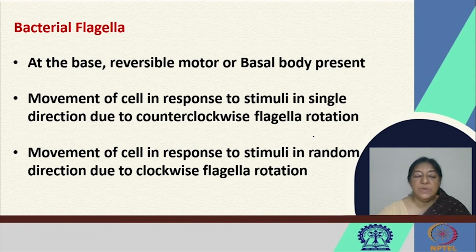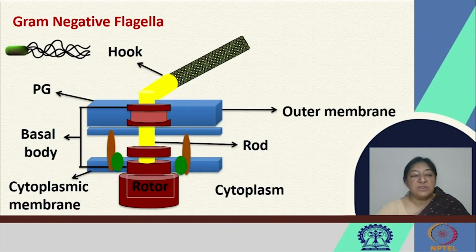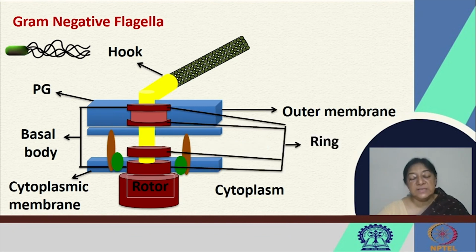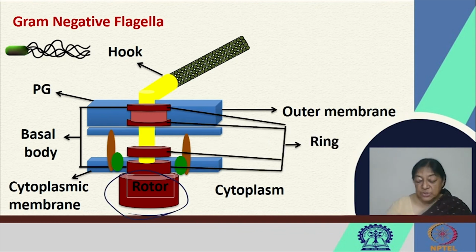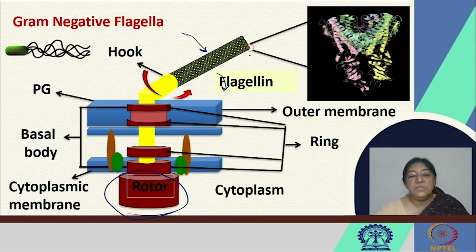So there is some movement that occurs due to the counterclockwise and some movement due to the clockwise. This is called the run and this is called the tumble. So we have these two types of motion. If we look at the structural aspects of it, there is the cytoplasm, and there is the outer membrane and the cytoplasmic membrane, and there is a specific hook of attachment, and there are rings, and there is this motor that actually has the movement of the flagella. The movement of this will then of course cause the flagella to move.